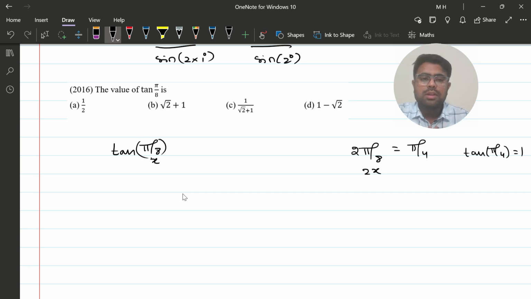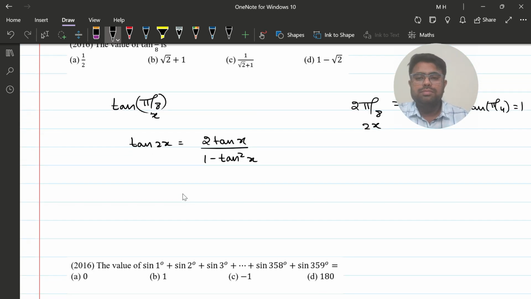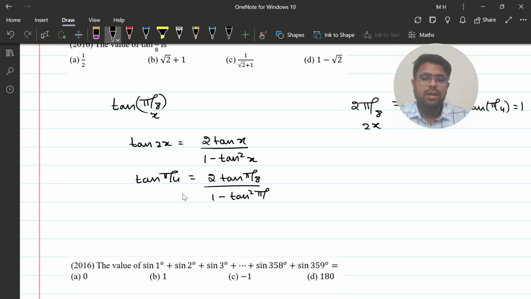What is the relation? The relation is tan 2x is equal to 2 tan x divided by 1 minus tan square x, right? So this is the relation that I have. So now if I substitute x equal to pi by 8, I'll get tan 2 pi by 8, which is pi by 4, equal to 2 tan pi by 8 divided by 1 minus tan square pi by 8. So this tan pi by 4 is going to be 1.